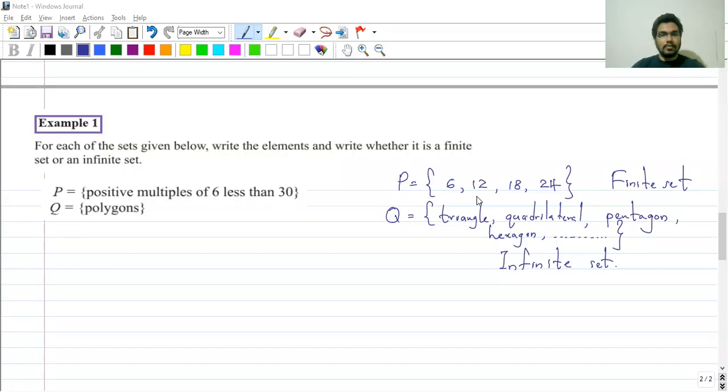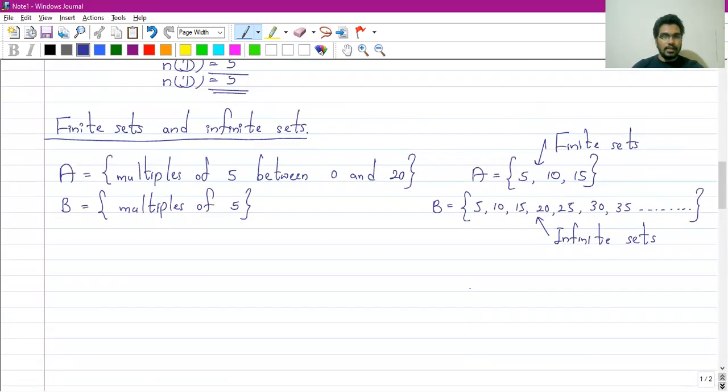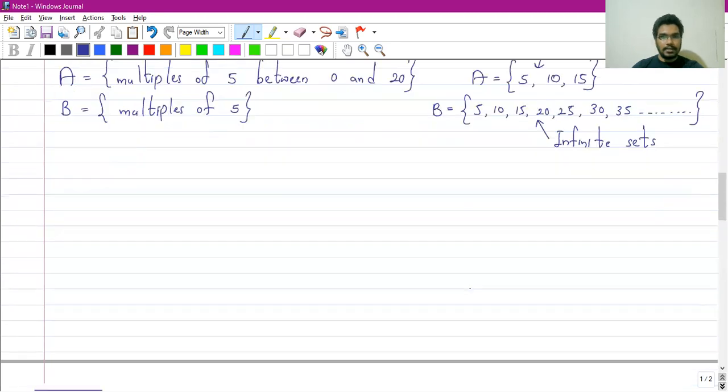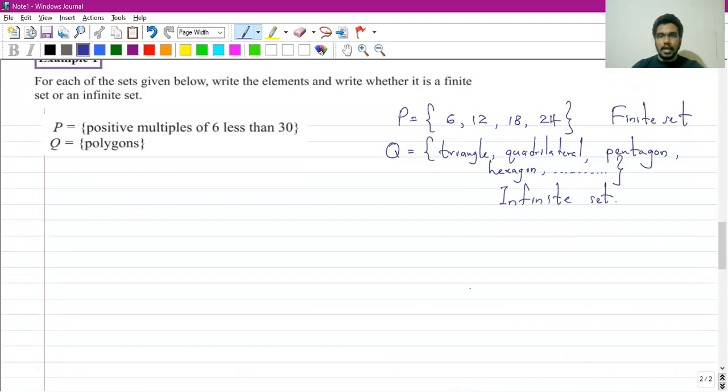Okay, so shall we move to our next topic? Our next topic is equal sets. So we have discussed now finite sets and infinite sets. Now we are going to discuss about equal sets. Equal sets.